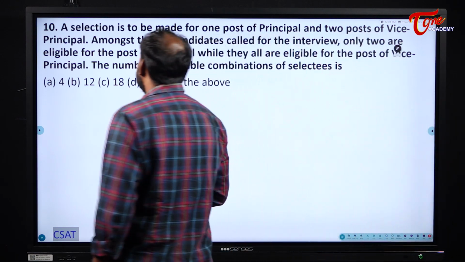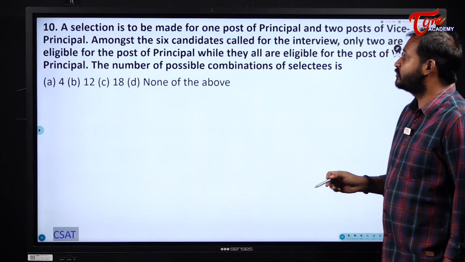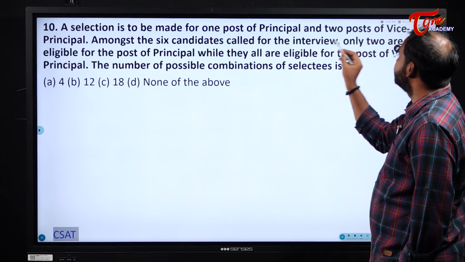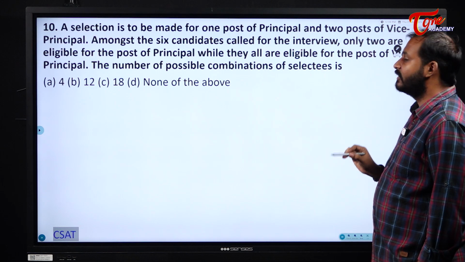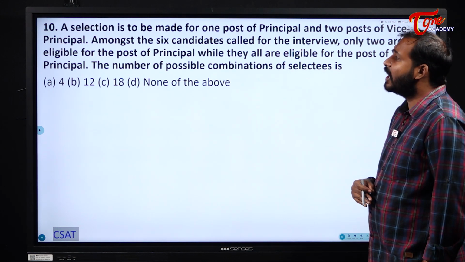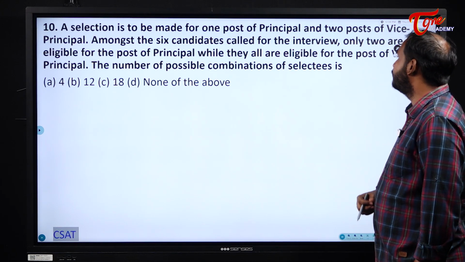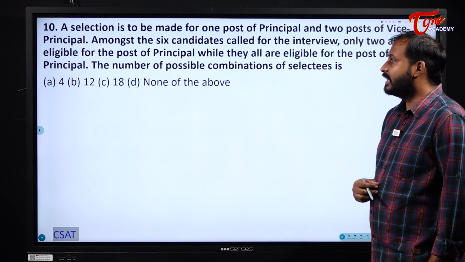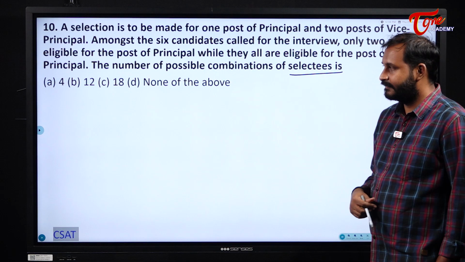We will solve it. A selection is to be made for one post of principal and 2 posts of vice principal among the 6 candidates called for the interview. Only 2 are eligible for the post of principal, while all are eligible for the post of vice principal. The number of possible combinations of selectees is, okay.